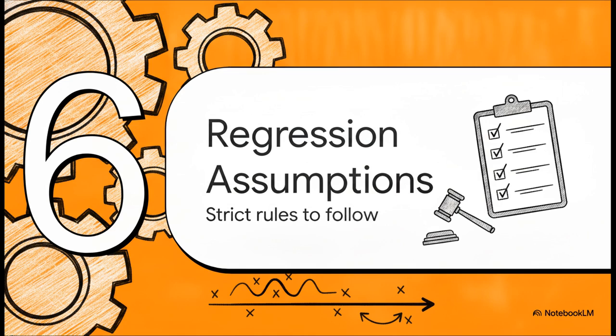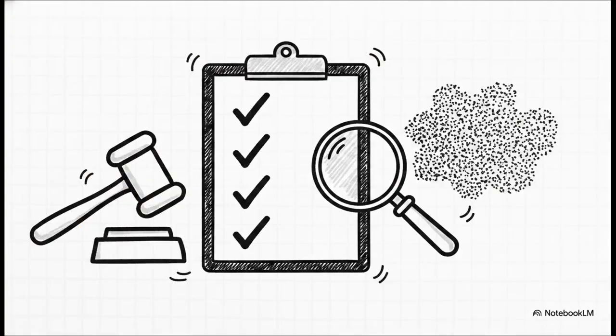Finally, let's look at the rules of the game in section 6, essential regression assumptions. So, the crucial point is this. Before you run any calculations whatsoever, you have a strict checklist to clear. The relationship absolutely must be linear. You must have no multicollinearity, meaning your variables aren't overlapping. You also need homoscedasticity, no autocorrelation, normally distributed errors, and exogenous variables. Plus, there's a golden rule. You really need a substantial sample size of at least 20 data points per variable.